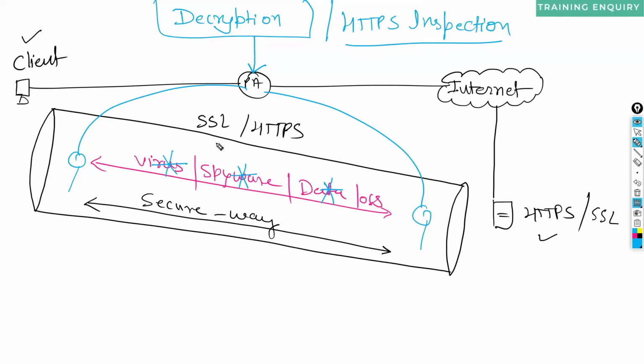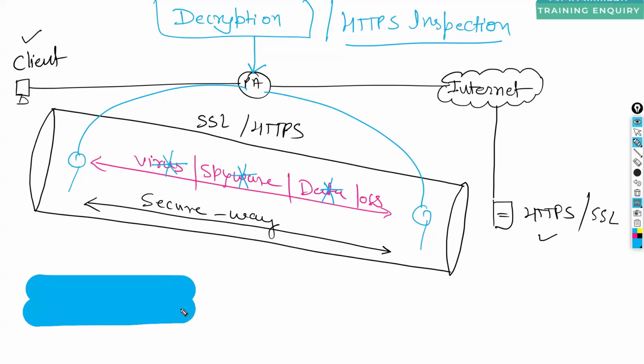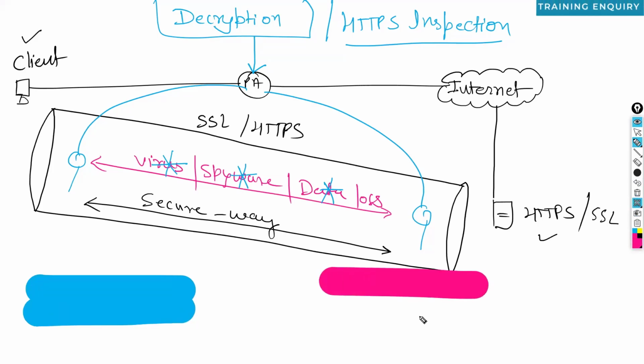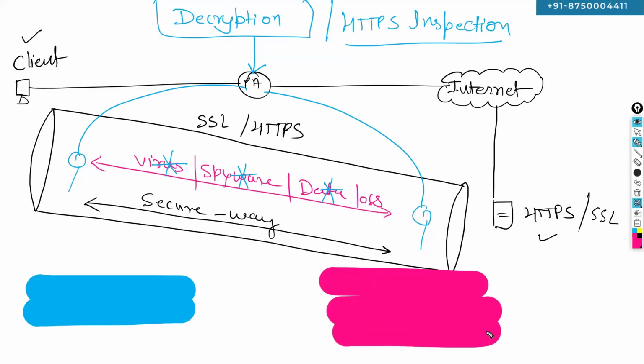HTTPS inspection. When we enable decryption, then the firewall will not allow the client to directly establish a session with the server, and here there will be two sessions for one connection. One session will be between the client and Palo Alto, and another session will be between Palo Alto and the public server, in this way.